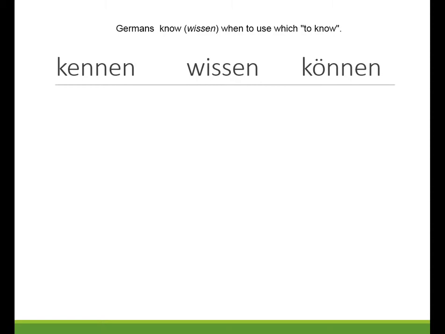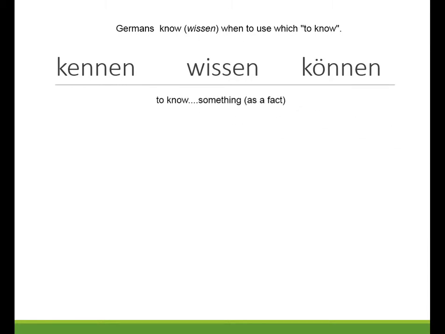First, we're going to take a look at wissen. The kind of memory trick is Germans know wissen, when to use which to know. So wissen, think of wise, W-I-S-E. That's sort of wisdom, knowledge, and understanding. So here are some fun facts about using this verb to know.